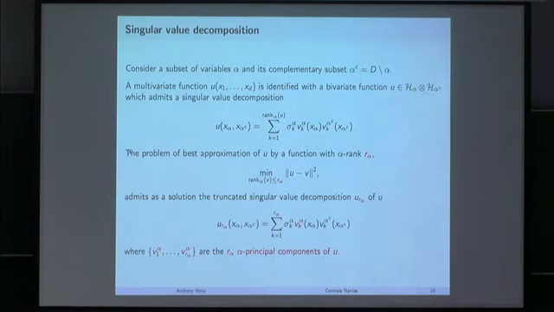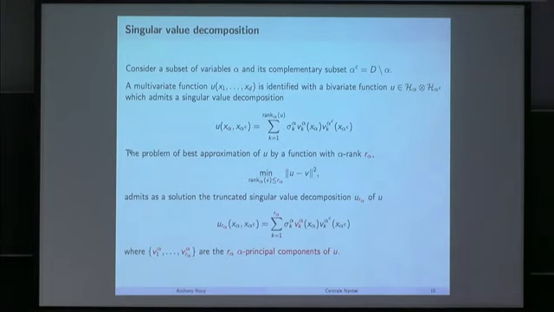Well, so now before going to PCA, I will recall what a singular value decomposition for functions is. So here I consider a subset of variables alpha. I identify, as I did before, a multivariate function with a bivariate function u, which is an element of a tensor product space, the product of the space H alpha of functions of the group of variables x alpha and H alpha complementary. In this Hilbert setting, it is known that this bivariate function admits a singular value decomposition. Okay, a sum of singular values times singular functions on the left and on the right. Okay, these are functions of groups of variables.